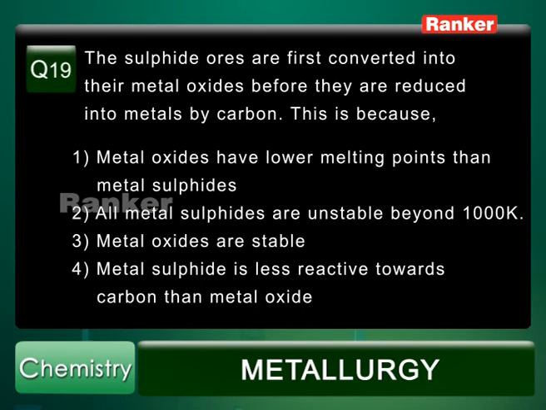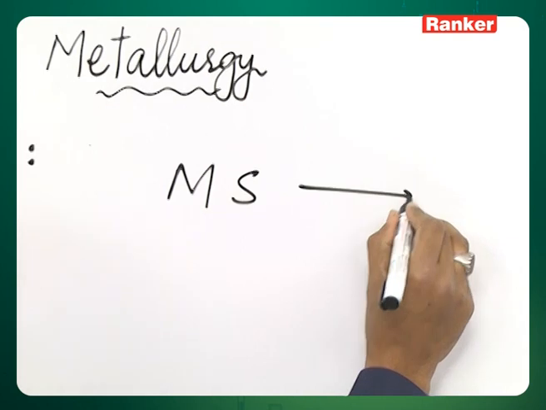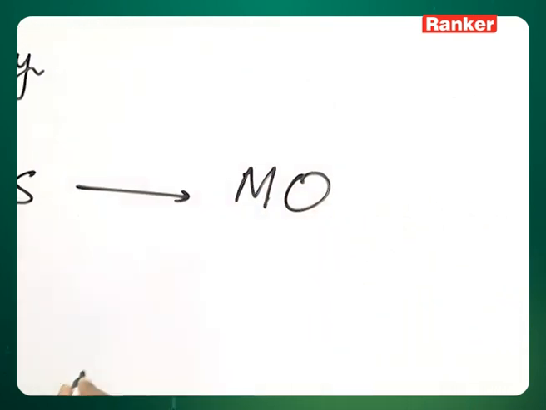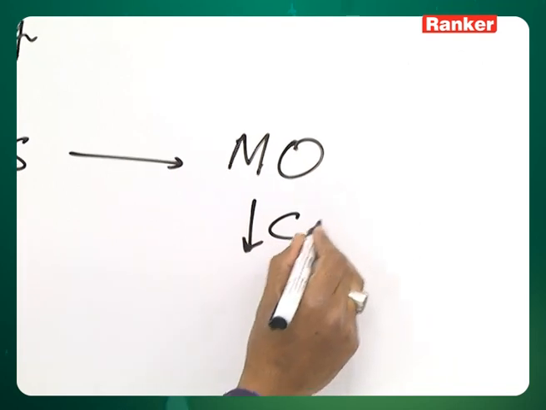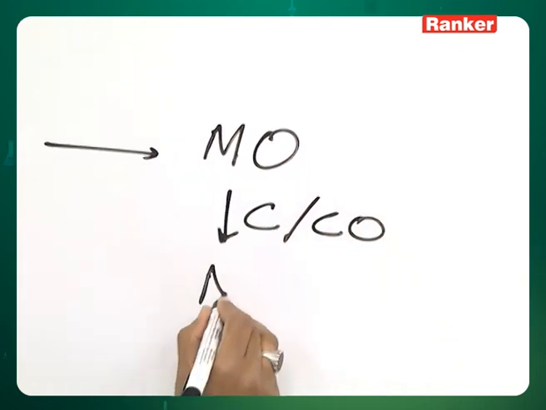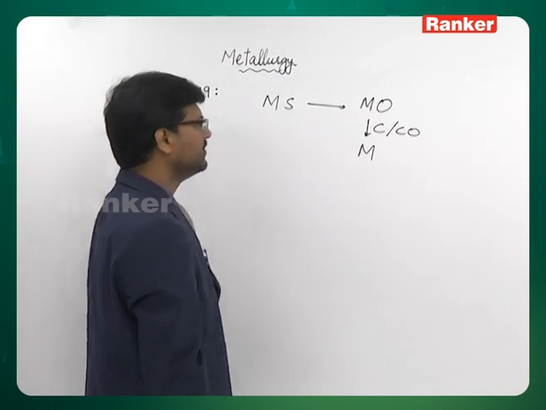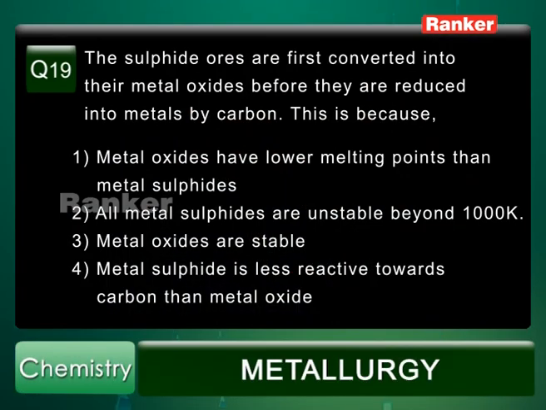Question number 19. The sulfide ores are first converted into their metal oxides before they are reduced into metals by carbon. This is because, see, metal sulfide is first changed to metal oxide. Then it is subjected to reduction with carbon or carbon monoxide and you get metal. Now the question is, why are sulfide ores first converted into their metal oxides before they are reduced into metals by carbon? This is because, first option, metal oxides have lower melting point than metal sulfides.